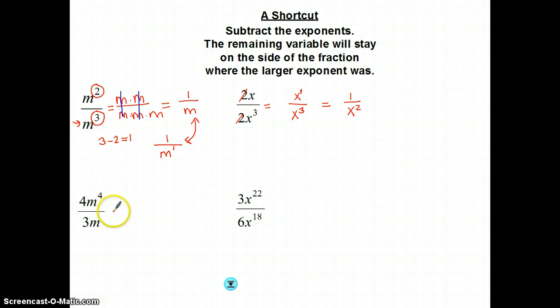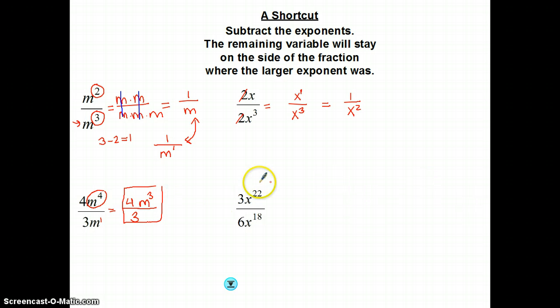Below to the left, I cannot reduce the 4 and the 3, so I leave my 4 on top and my 3 in the denominator. But my m's, I could write them out and then cancel them, or simply subtract the exponents. M to the 4th on top, m to the 1st on the bottom. 4 minus 1 is 3. Since there are more on the top, my m to the 3rd remains on the top.